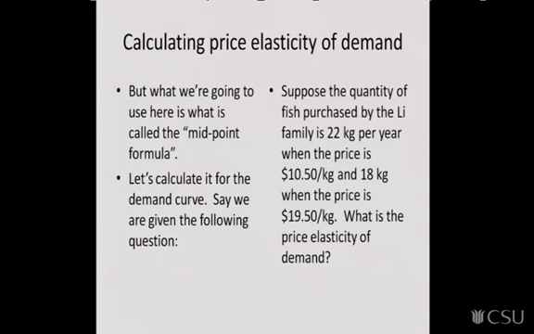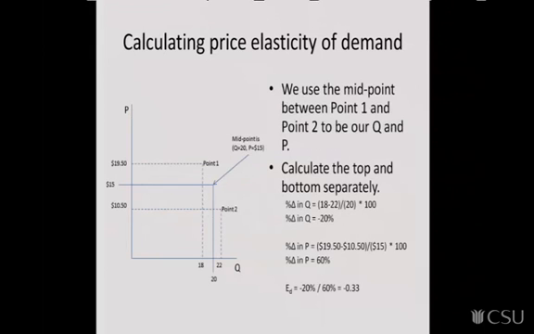So I think it was multiple choice question 5 in the back of chapter 5 that posed this situation. Suppose the quantity of fish purchased by the Lee household is 22 kilos per year when the price is $10.50 per kilo, and 18 kilos when the price is $19.50. So we've got 2 situations, 2 different points on the demand curve. And the question was, what's the price elasticity of demand here, given you've got these 2 points? And you calculate that using this thing called the midpoint formula.